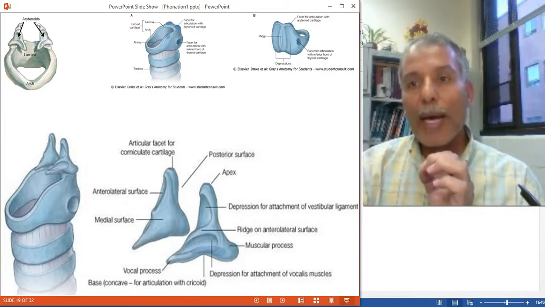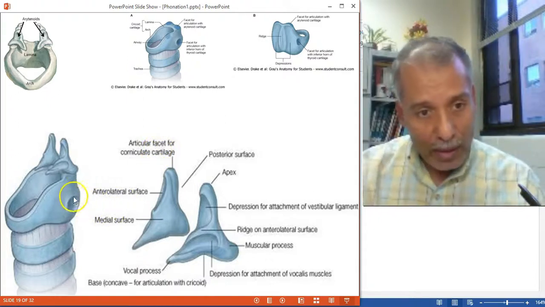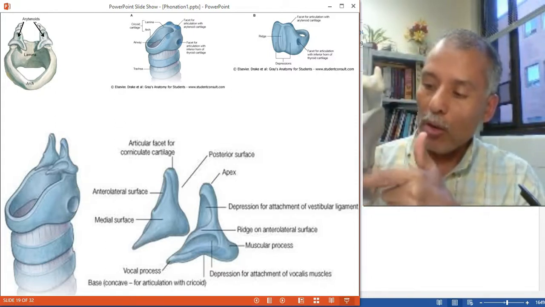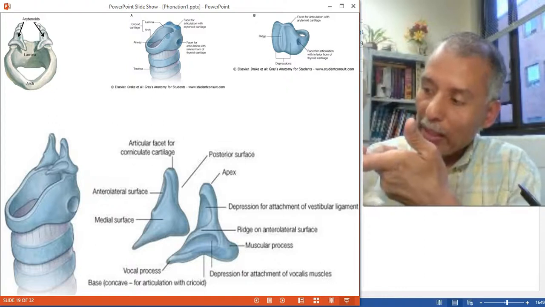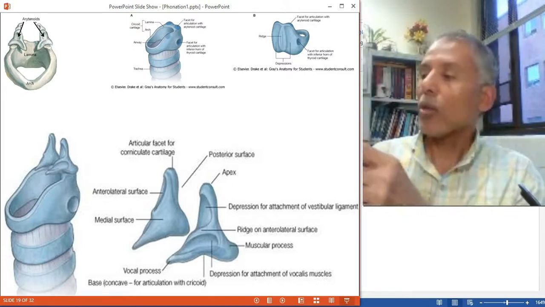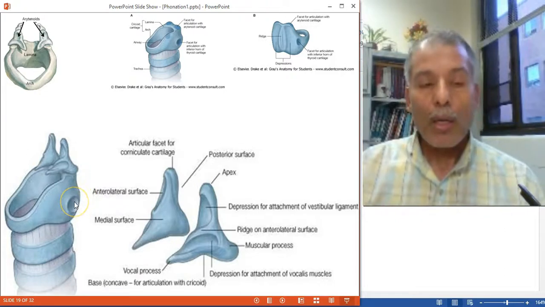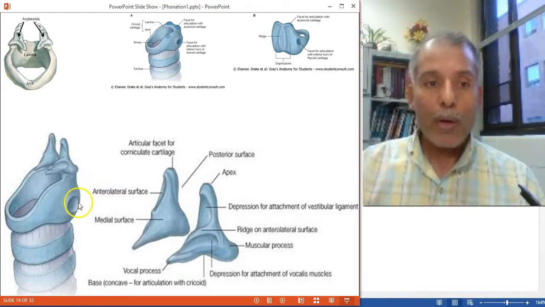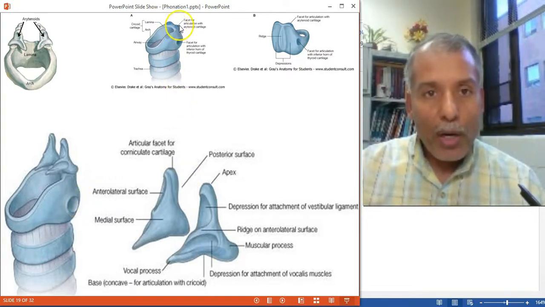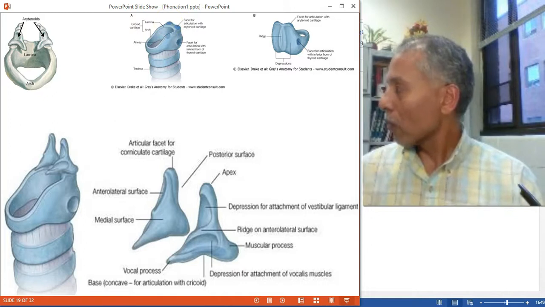There are two basic landmarks on the cricoid. These lateral facets, where the inferior horn of the thyroid articulates on this facet to make a joint. So two lateral facets, one on the left, one on the right, again for the articulation with the inferior thyroid horns. And then we have the superior facets on the very top of the cricoid cartilage.